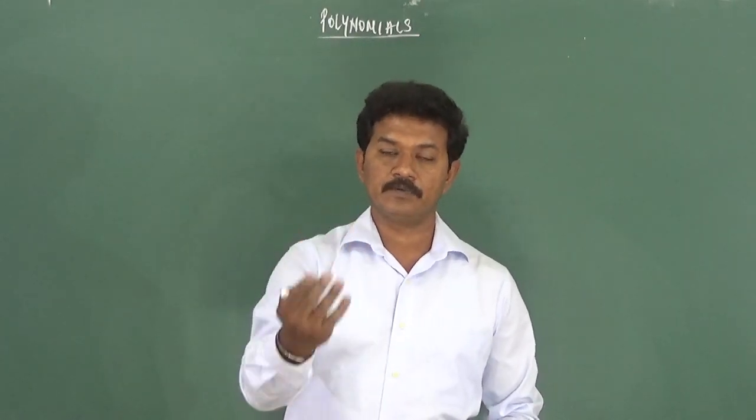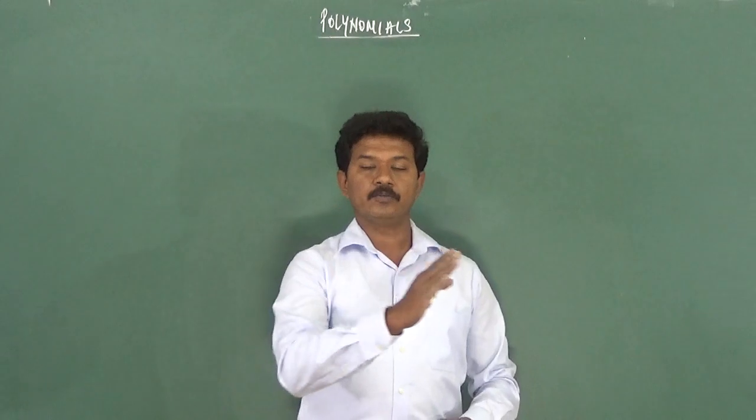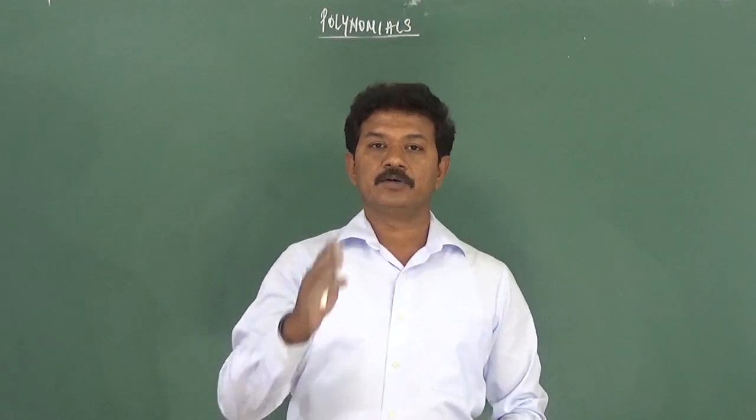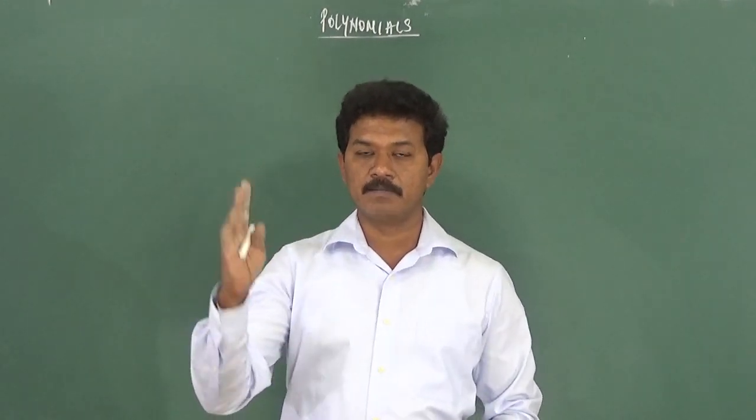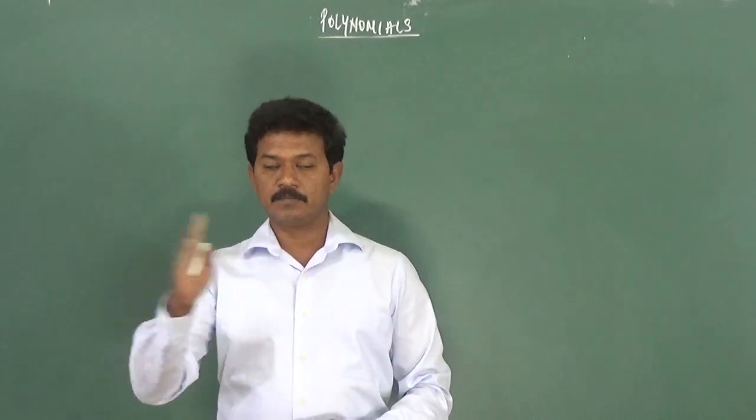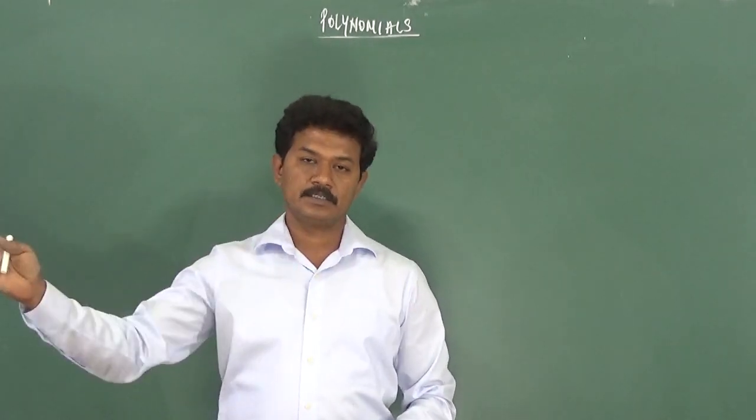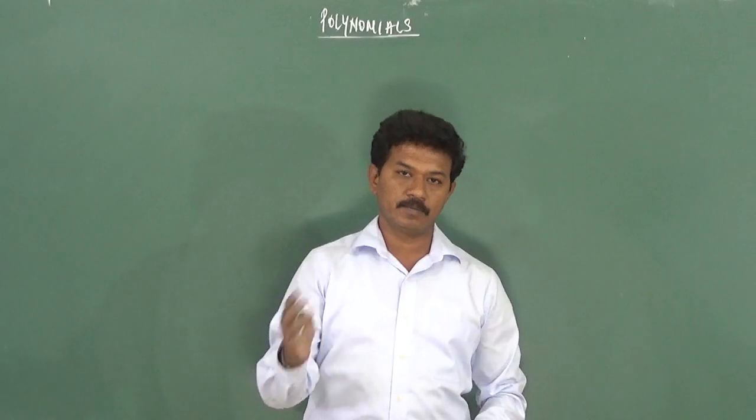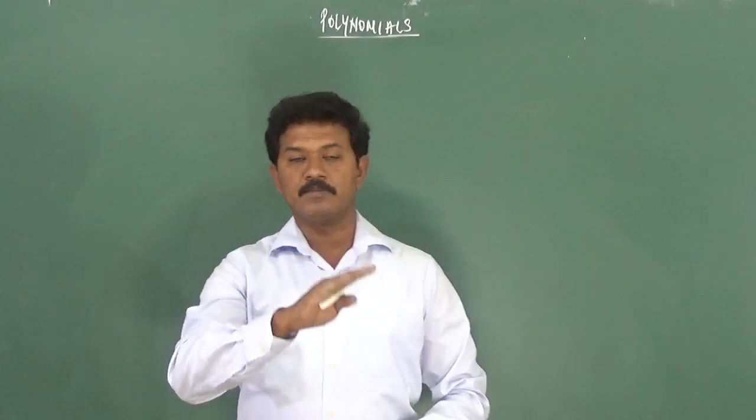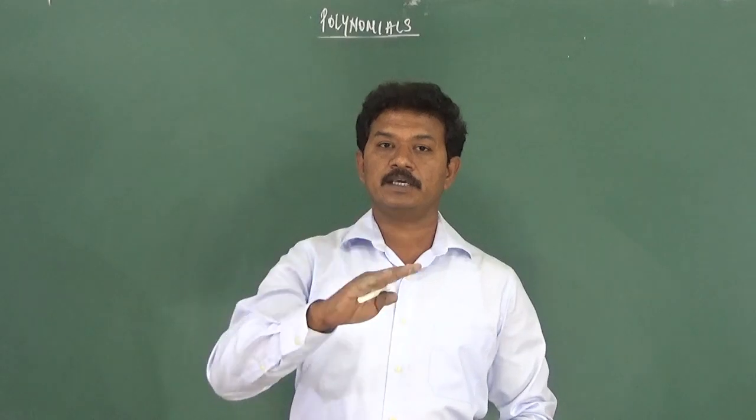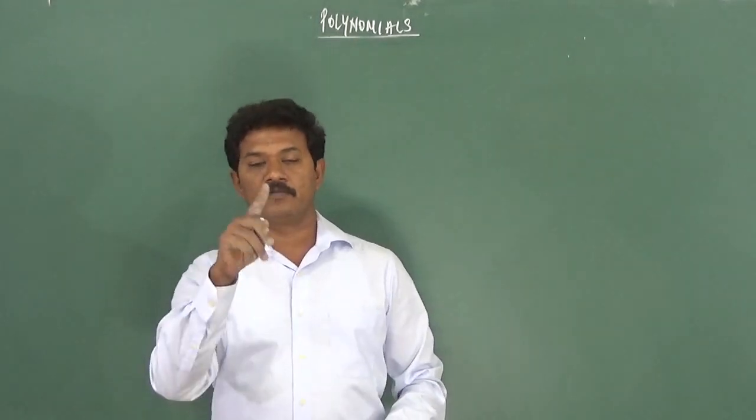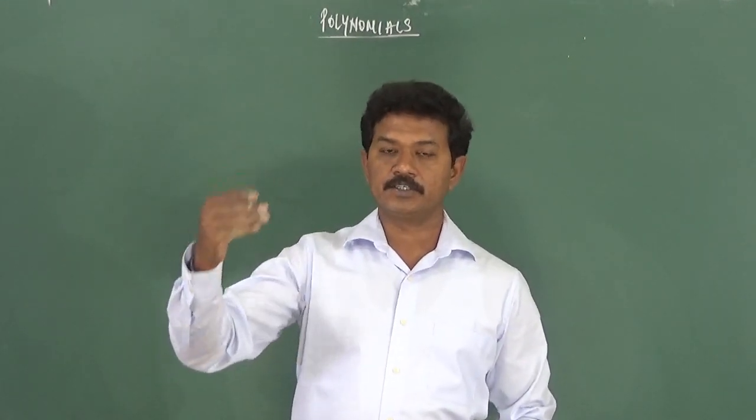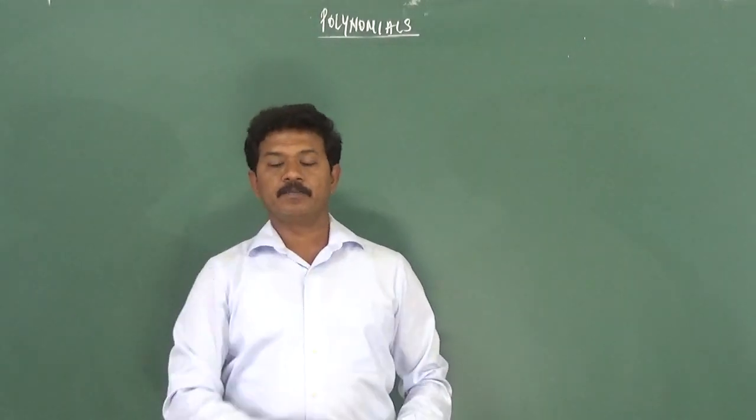So we did the same thing for cubic polynomials also. We took a cubic polynomial. We know that in a cubic polynomial we have three zeros. If you take them as alpha, beta and gamma, then alpha plus beta plus gamma is the sum of the zeros of the polynomial. Alpha into beta into gamma is the product of the zeros of the polynomial, and the sum of the product of the zeros taken two at a time is alpha beta plus beta gamma plus gamma alpha. So we have seen how these relationships come between the zeros and the polynomial.